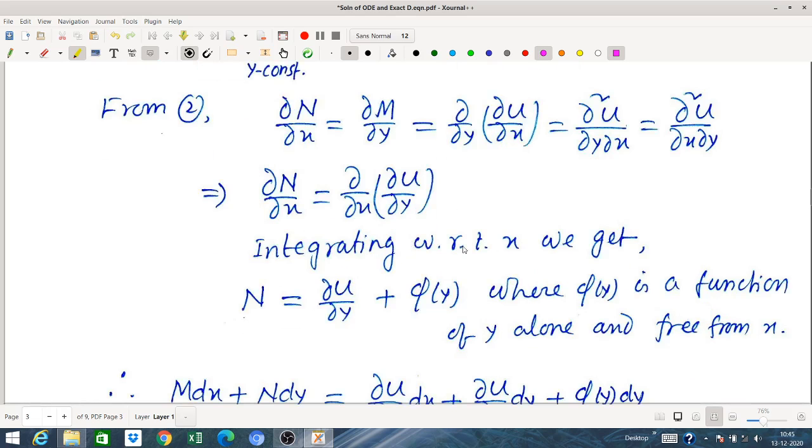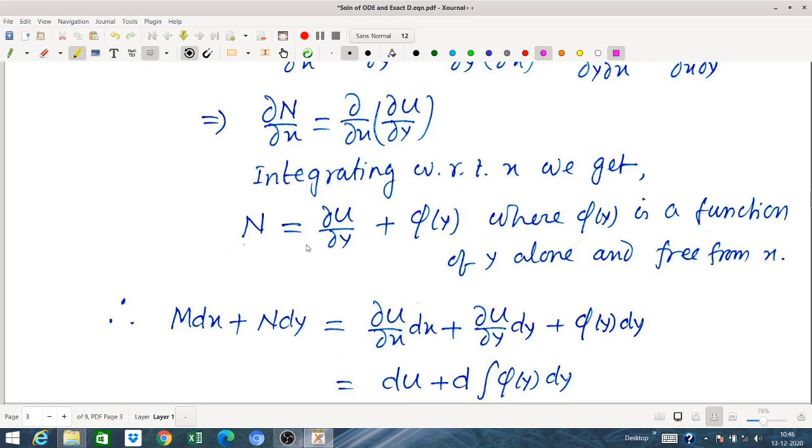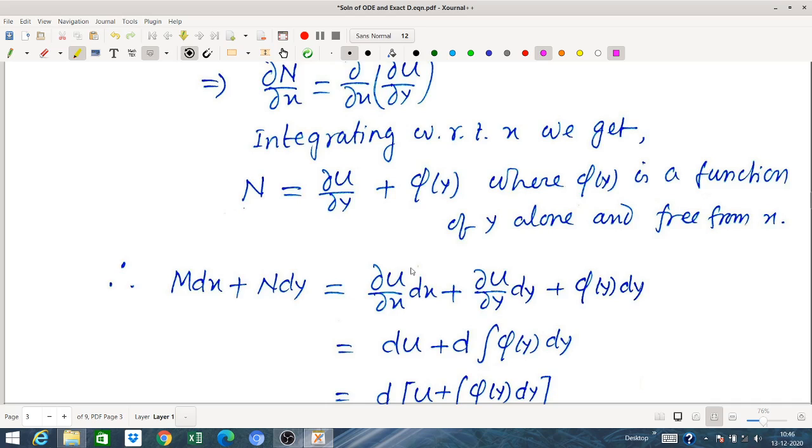Now if we integrate this with respect to x, partial integral, we get on the left side n, and on the right side del u by del y plus phi y. Why phi y? Phi y is a function of y alone and free from x, because in this process of integration, we have integrated with respect to x, assuming y constant. When we integrate, we add a plus c, an arbitrary constant, but that constant may be y, maybe log y, maybe sin y, like that, means maybe any function of y. That's why we have written n equal to del u by del y plus phi y. All of you know, phi y is a function of y alone, free from x.